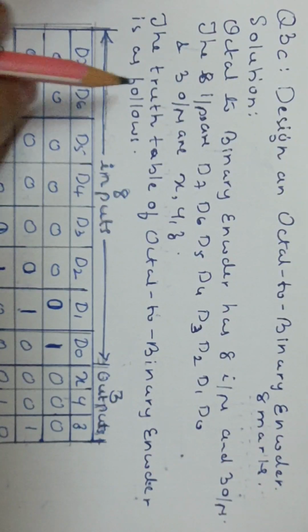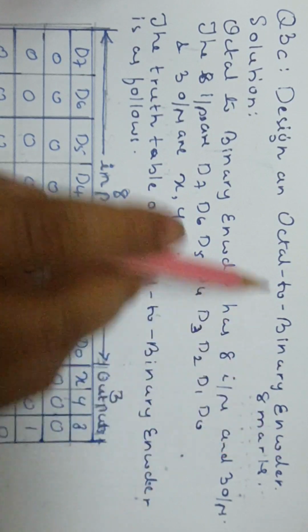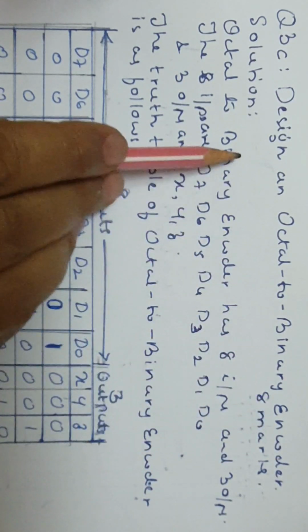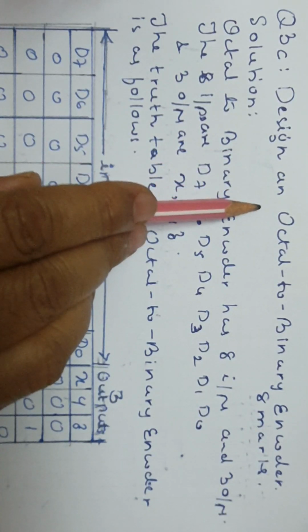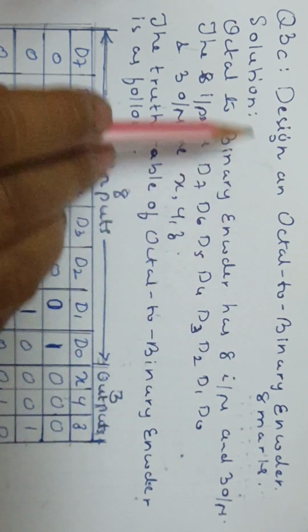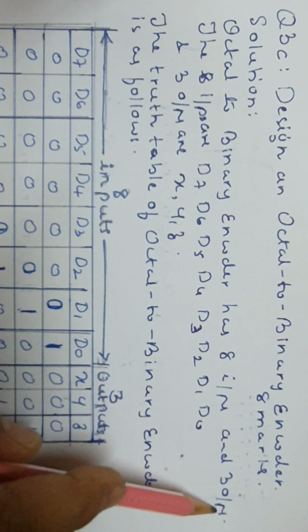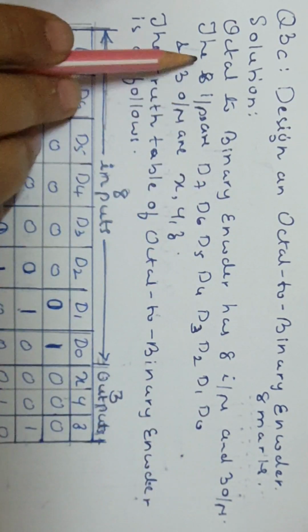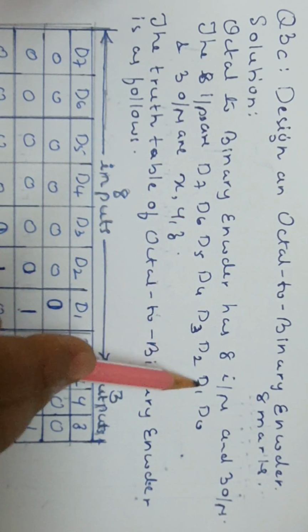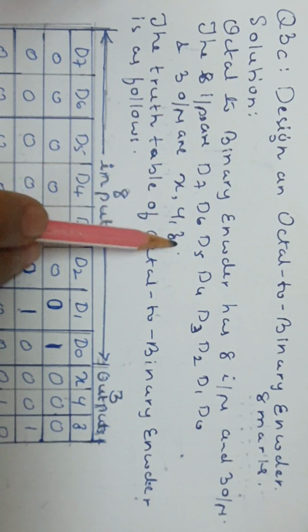Okay, so next is question number 3c, design an octal to binary encoder, 8 marks. Designing an octal to binary encoder means we have to derive the equations for the outputs and draw the logic diagram. Solution: an octal to binary encoder has 8 inputs and 3 outputs. The 8 inputs are D7, D6, D5, D4, D3, D2, D1, D0, and the 3 outputs, let them be X, Y, Z.